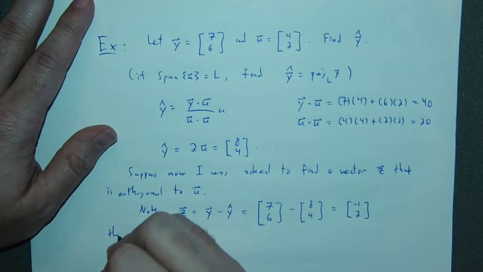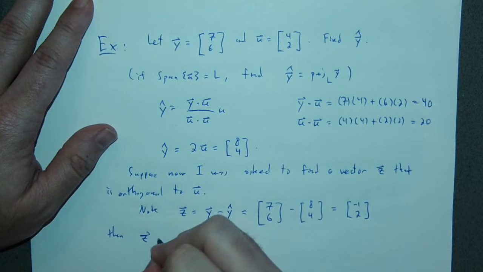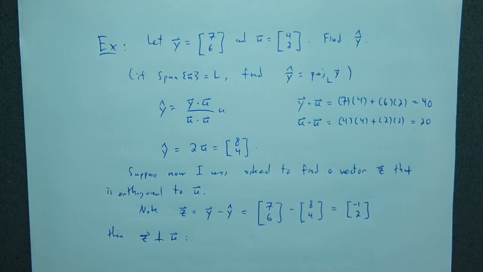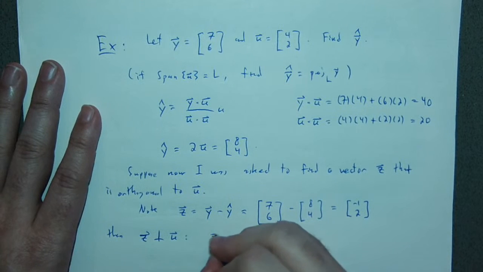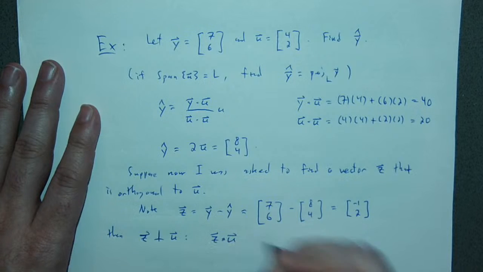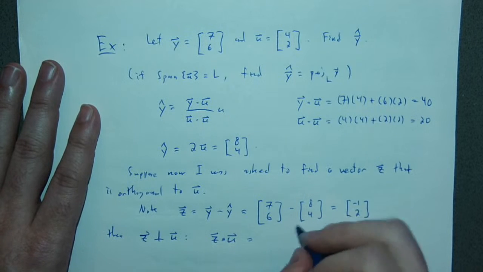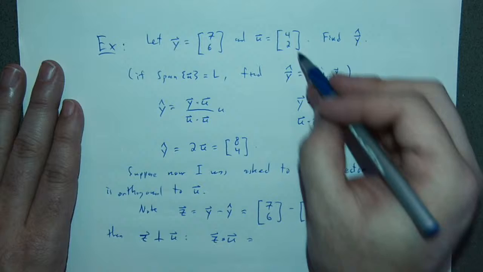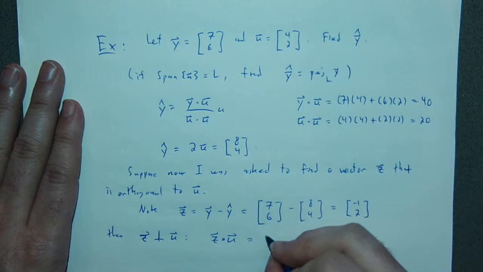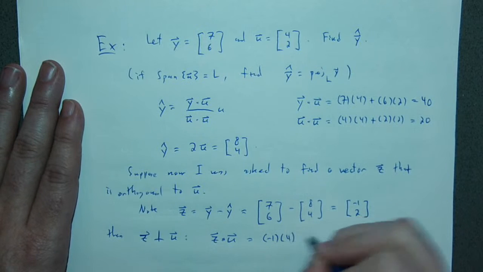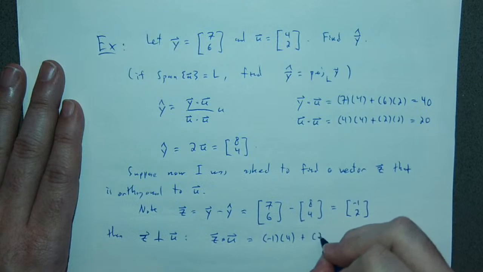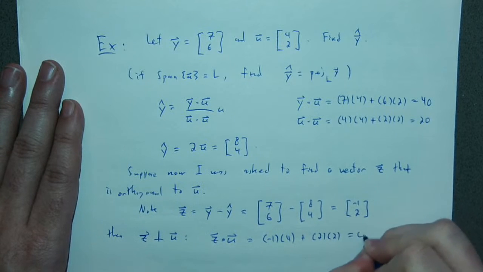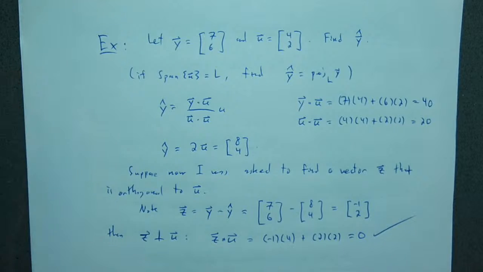Then z is perp to u. Let's just check. So if I dot z with u, what do I get? So here's z, here's u. So this is minus 1 times 4 plus 2 times 2. It is indeed 0. All right, so that is definitely perpendicular.